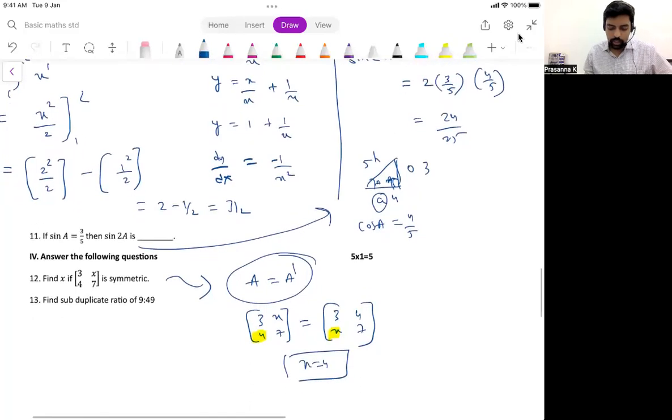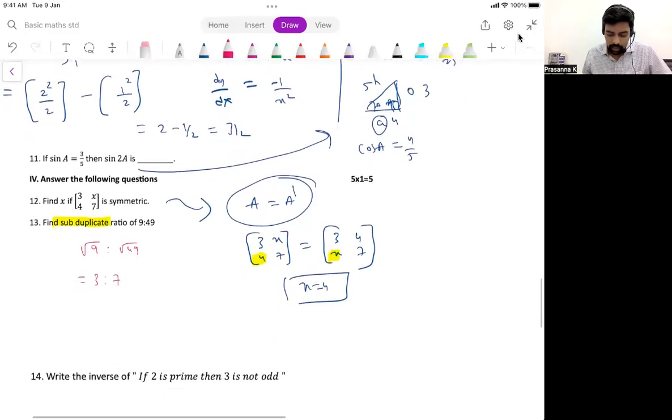Then next question, 13th question, find the subduplicate ratio. Look at the question here. It's not duplicate, it says subduplicate. Duplicate means you have to do the square, but it says subduplicate. Therefore, you should do root of 9 is to root of 49. Root of 9 is 3, root of 49 is 7. 3 is to 7 is the correct answer.